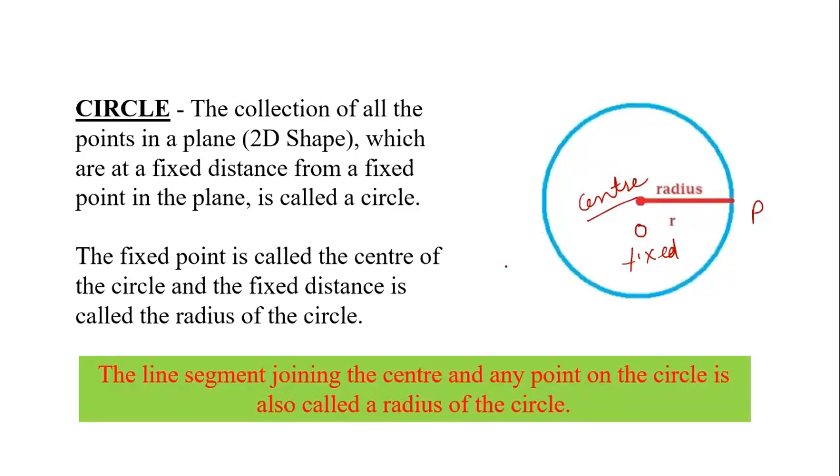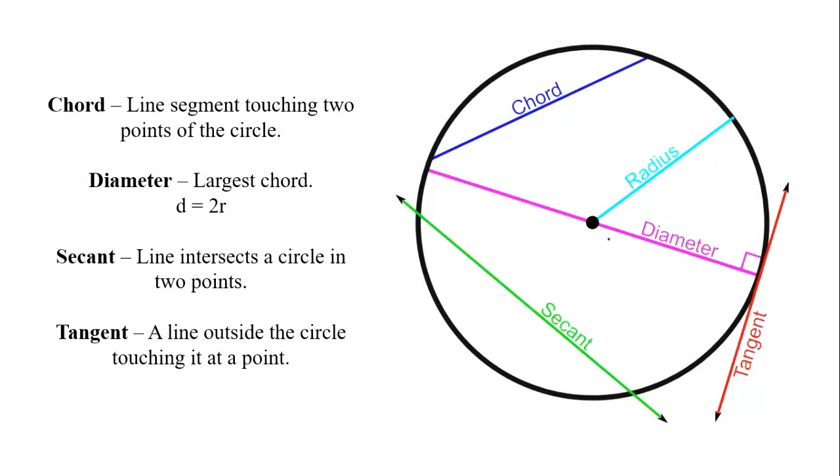There we can see two definitions. One is of the center of the circle and another one is the radius of the circle. The radius will be a fixed distance and the center will be the fixed point. Now moving forward, let's see the definition of chord. Chord is a line segment which touches a circle in 2 points. Chord will always be inside the circle and it will be touching the circle in 2 points.